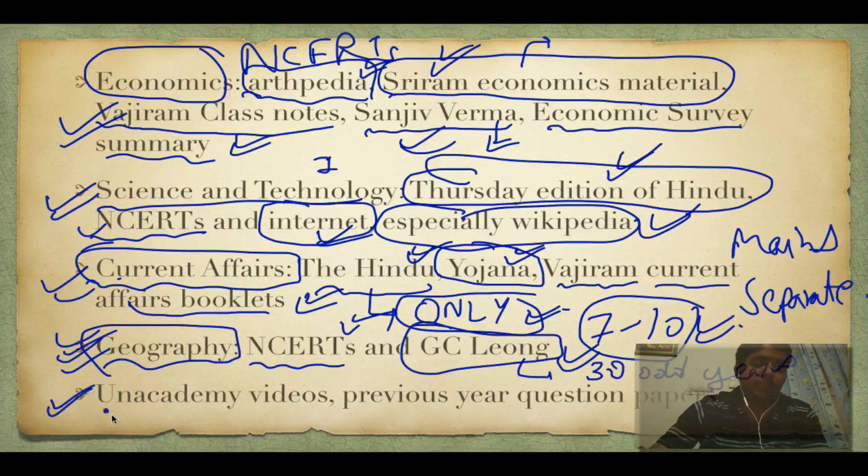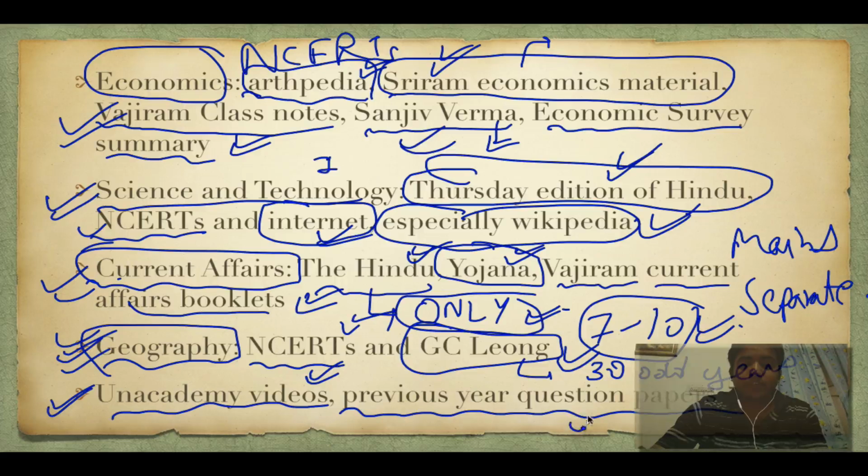Then the single most important thing you will be doing is watching Unacademy videos which are made by me, and also solving previous year question papers which are available at upsc.gov.in. So do get previous year question papers from there. So this was the entire book list for the preliminary examination.